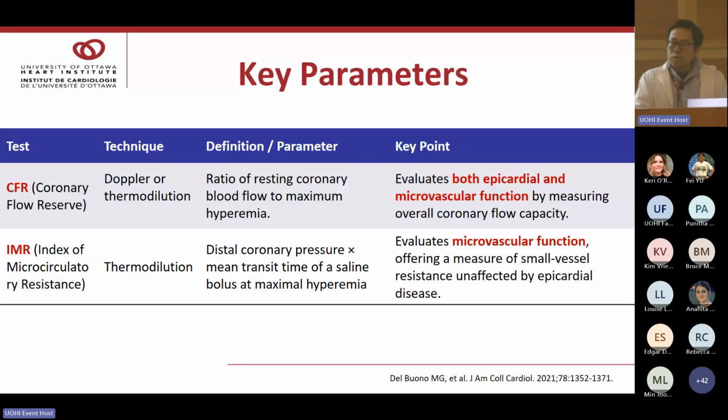A few words about key parameters for invasive CMD assessment: the coronary flow reserve, CFR, and the index of microcirculatory resistance, IMR. CFR is essentially a ratio of maximal hyperemic coronary blood flow to resting flow. IMR is defined as the product of distal coronary pressure and mean transit time of a saline bolus during maximal hyperemia. It's important to remember that CFR represents both epicardial and microvascular function, whereas IMR represents microvascular function only.